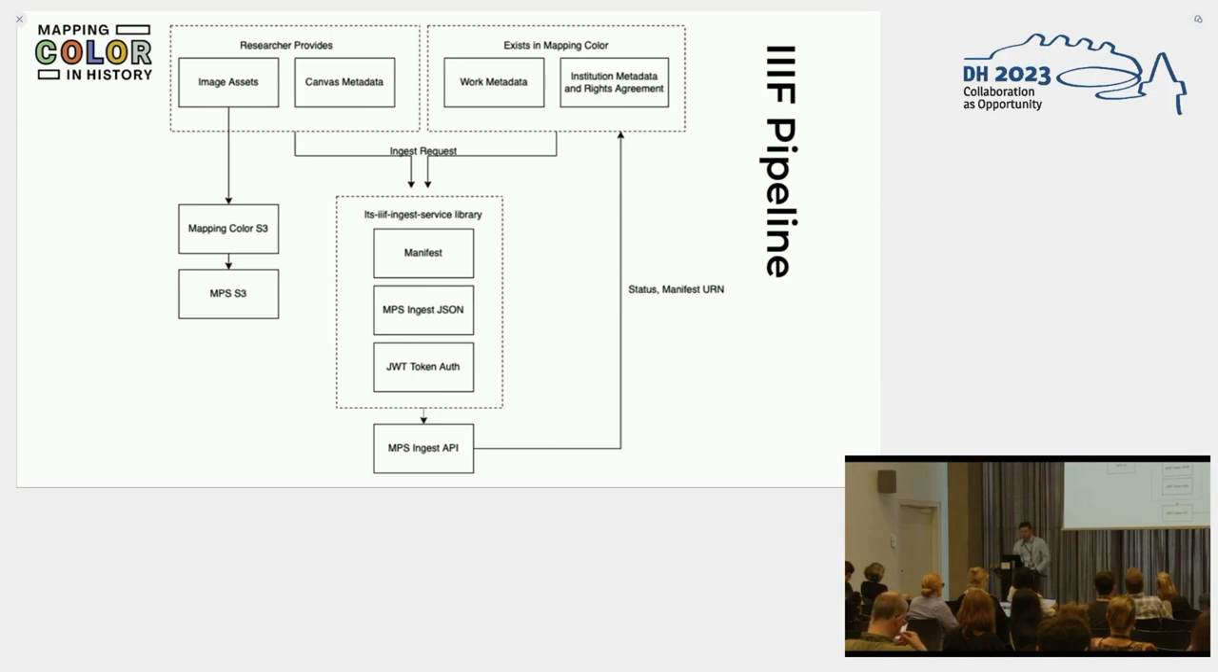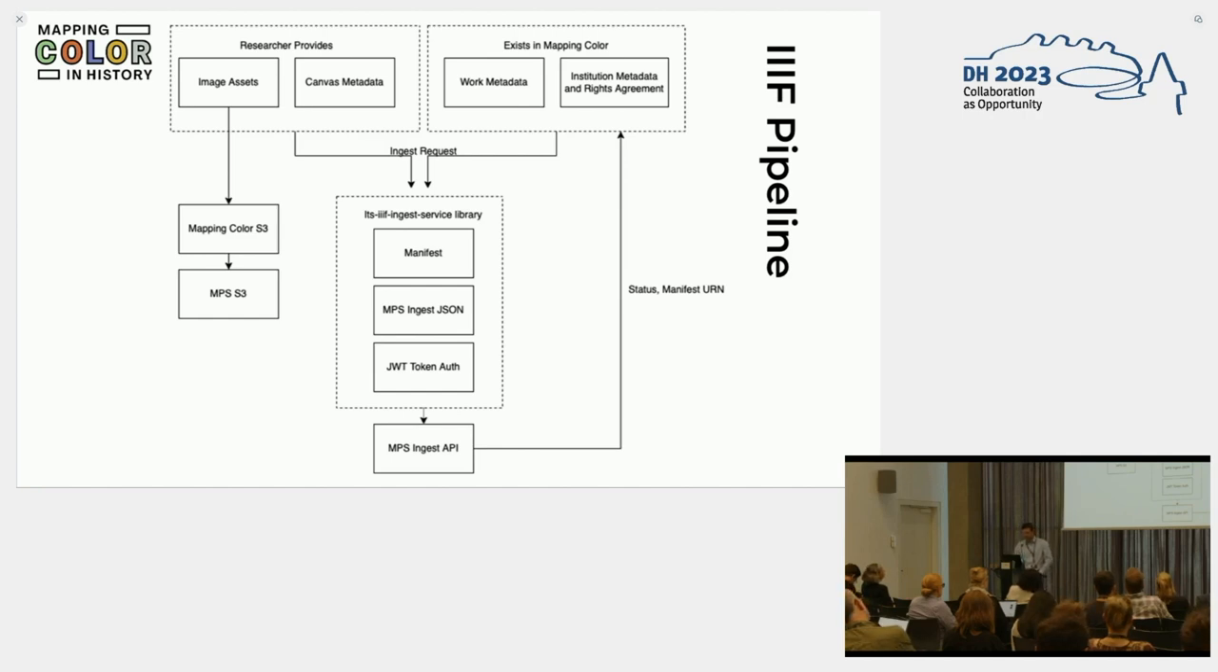So what does this look like? This is our IIIF pipeline. As a research assistant, you'll get these big image assets. You'll add metadata to the works in our database. You might add a little bit of different or extra metadata for this manifest, and you just upload your images. Those get dropped into an S3 bucket that's owned by the project, and then it creates this ingest request for our library infrastructure. All of that goes through this really complicated microservices framework that I understood at one point and abstracted away so I don't have to understand anymore.